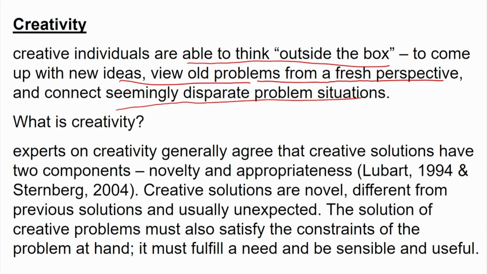So, what is creativity? The experts generally agree that creative solutions have two components. Any creative solution, any creativity, has two components to it. One is called novelty and the other is called appropriateness. Now, as we described at the beginning of this chapter, any creative solution has to be new. It should not be a copy of a solution which exists, and it should be appropriate in the sense that it should give you enough information. It should give you appropriate information for a solution. Only novelty is not going to solve the creative insights.